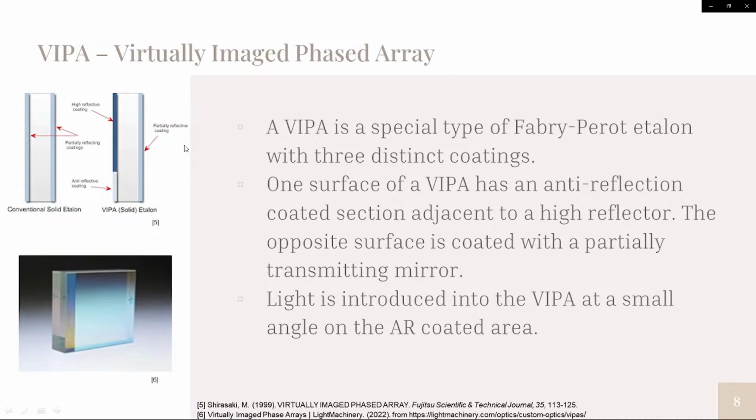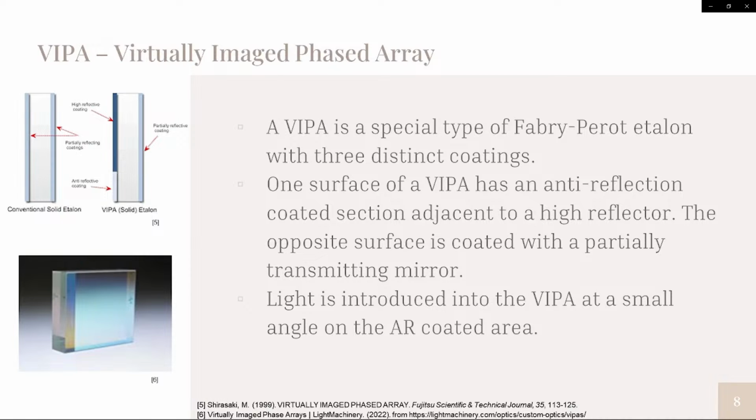And this is a solid piece of glass. So that's why it's called a VIPA solid etalon. It's a solid piece of glass which looks like this. And the light is introduced through this AR surface, the anti-reflective surface. I will be explaining what exactly happens once light is introduced into that area.